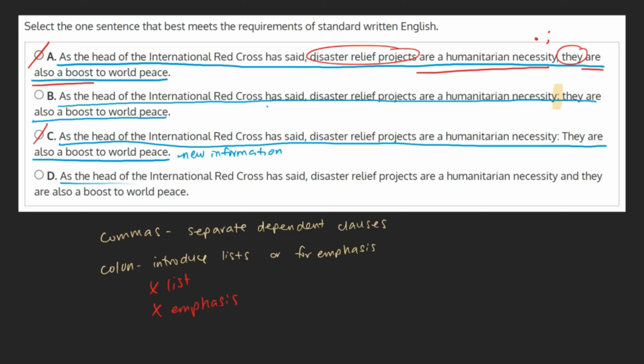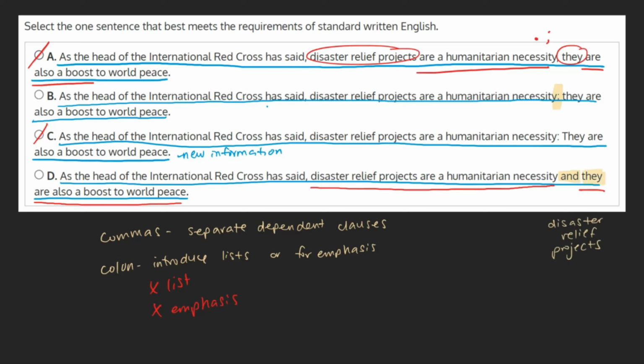And D. As the head of the International Red Cross has said, disaster relief projects are a humanitarian necessity and they are also a boost to world peace. This choice doesn't use any punctuation in the second clause, and it also uses a slightly different wording. It adds the word and. The word and here is being used to combine two independent clauses. Disaster relief projects are a humanitarian necessity and they are also a boost to world peace. The they in the second clause refers to the disaster relief projects.